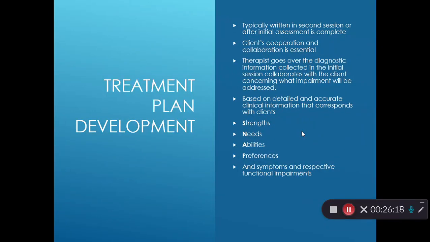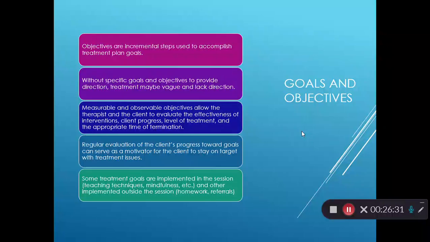In your treatment planning, you're wanting to be able to address strengths, needs, abilities, and address the person's symptoms and their functional impairments in the treatment plan. You want to be very direct. Your treatment plans should be measurable. They should be doable. They should be within reason.